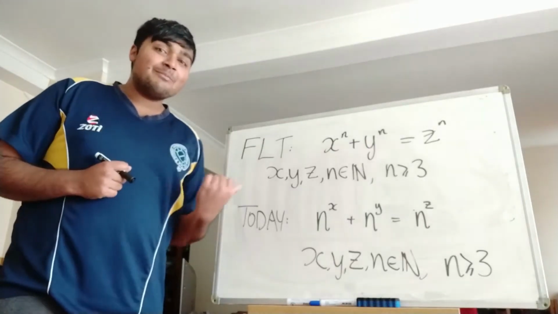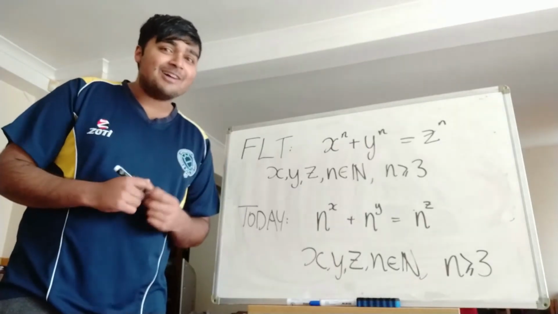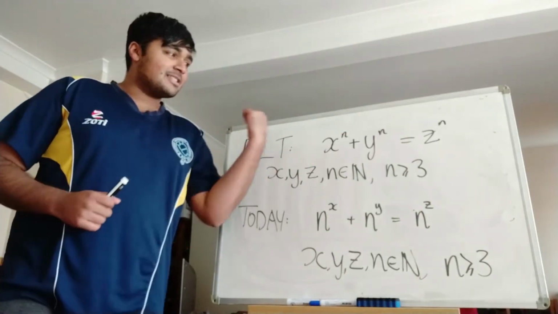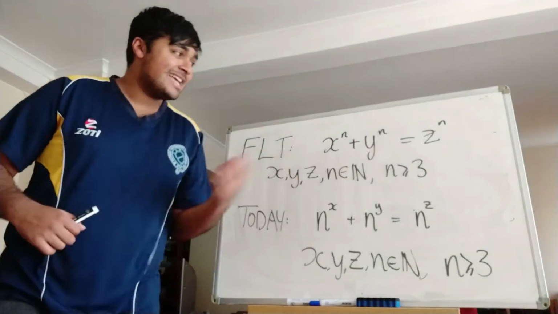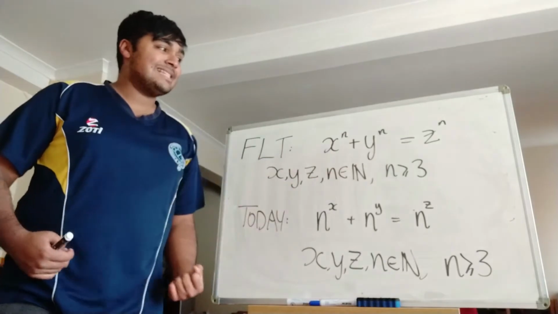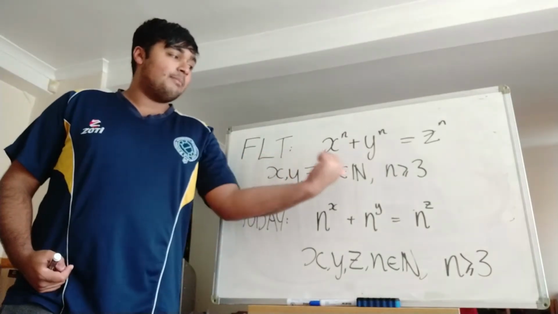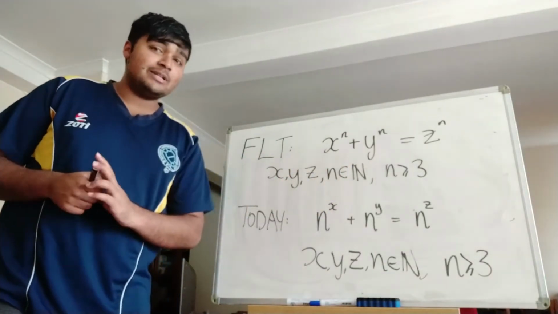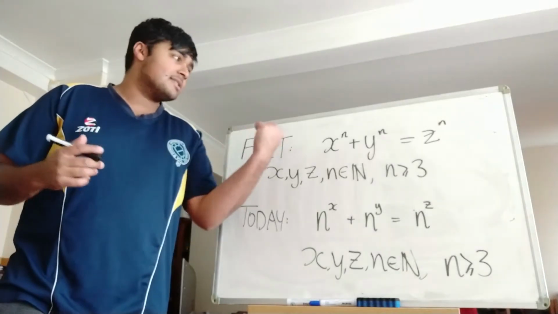Today I'm going to be doing a number theory problem which is based off of Fermat's last theorem. If you've not heard of Fermat's last theorem before, it considers this equation here, x to the n plus y to the n equals z to the n, where x, y, z and n are positive integers with n at least 3. And the theorem says there are no solutions to this equation.